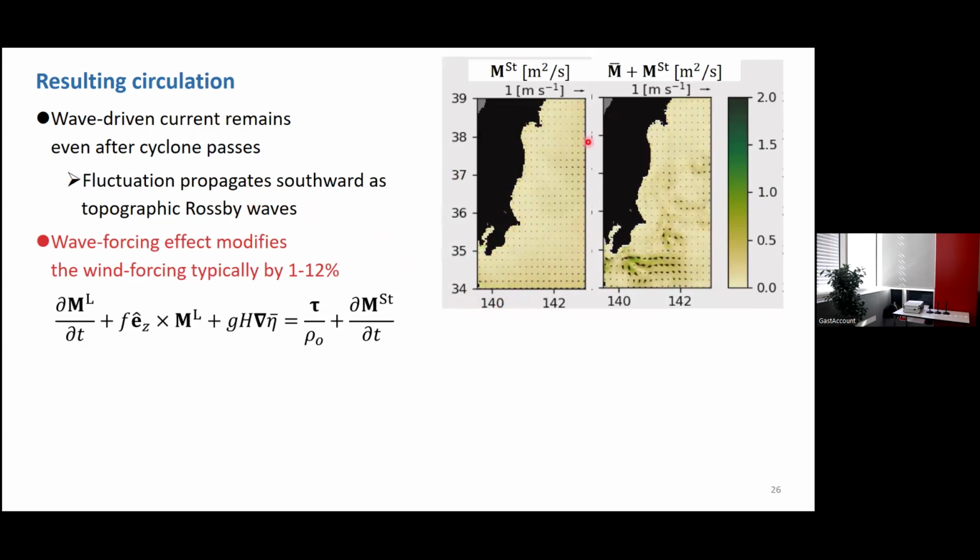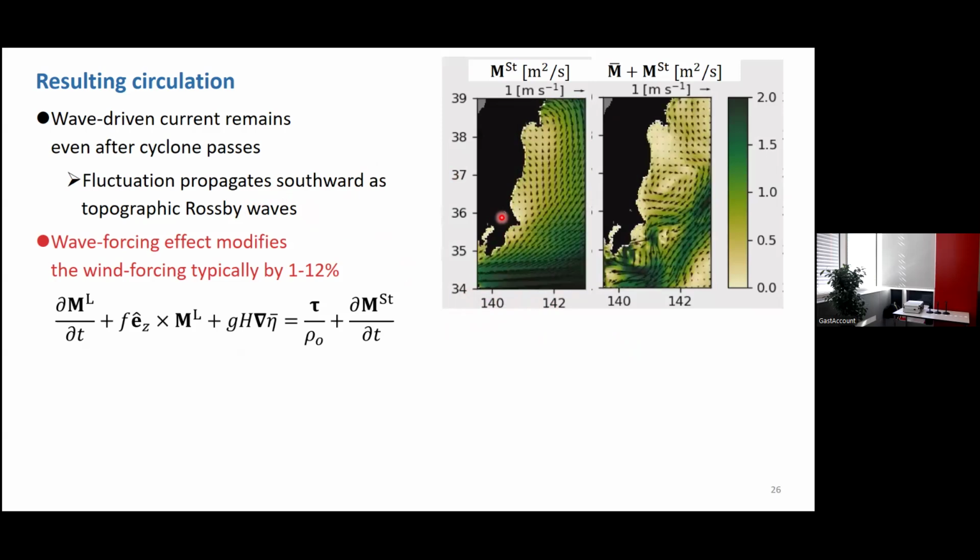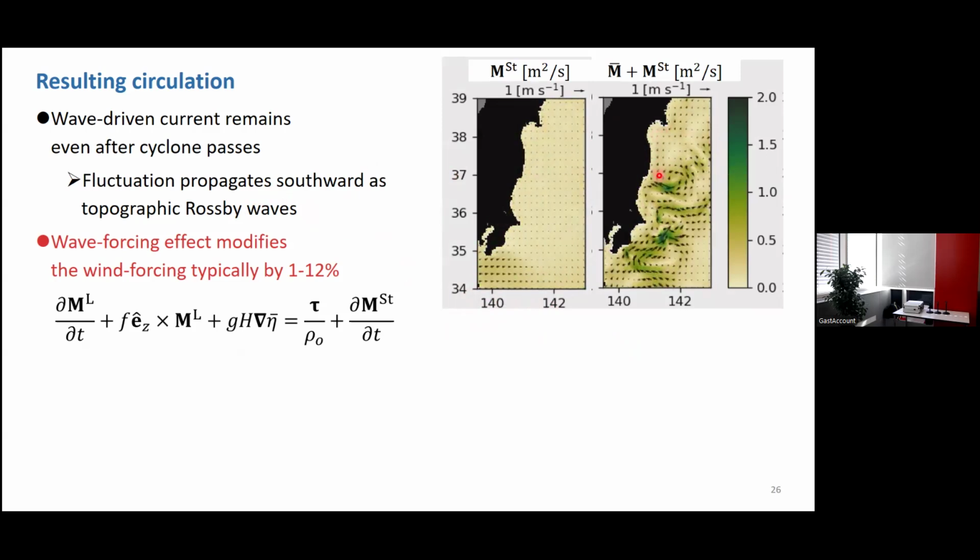But even after the cyclones have passed by, there is a strong undulating transport pattern remaining in the Lagrangian transport field, and the fluctuation propagates southward. And this is actually topographic Rossby waves, because the Stokes Ekman pumping induces a potential vorticity anomaly, and it propagates following the contours of background potential vorticity.